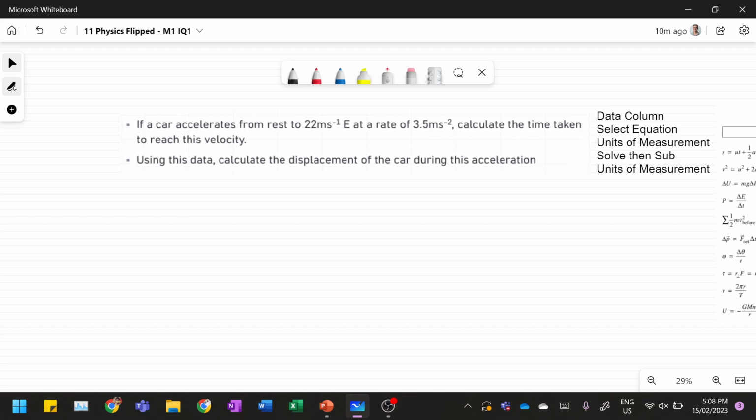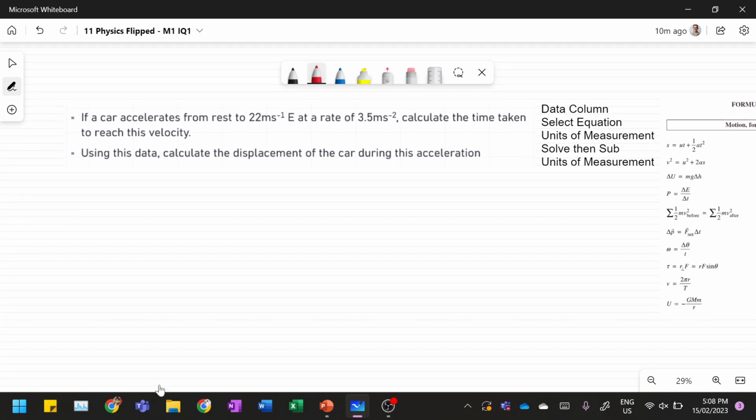So in this question, we're looking at a car. It's accelerating from rest to 22 meters per second east at a rate of 3.5 meters per second. What we're being asked to do is calculate the time taken to reach this velocity. So what we should be doing first is beginning to construct a data column. That is our first step here. That's what I'm going to look at doing to begin with.